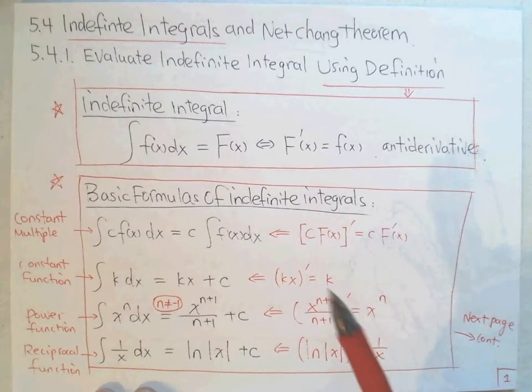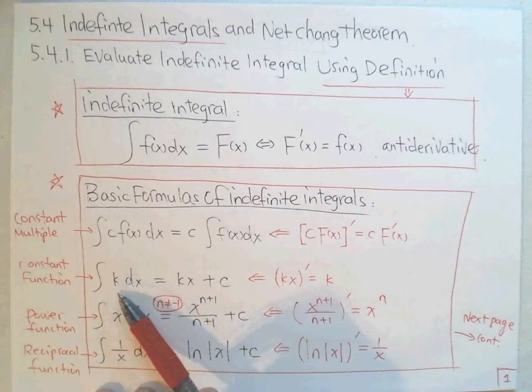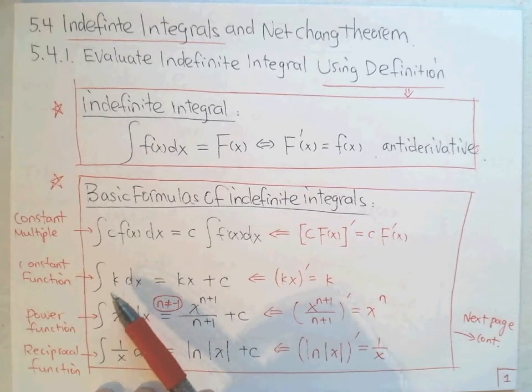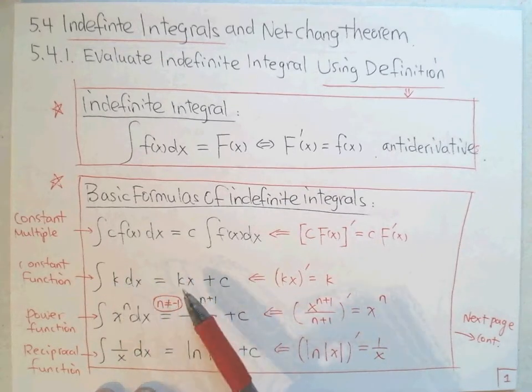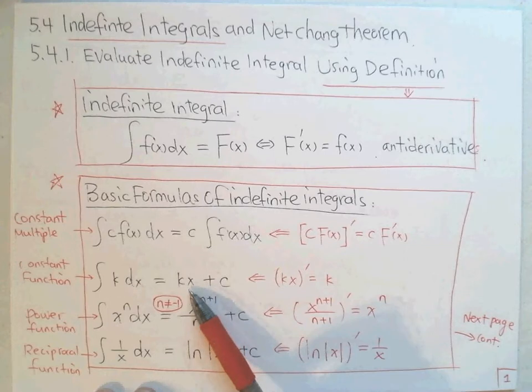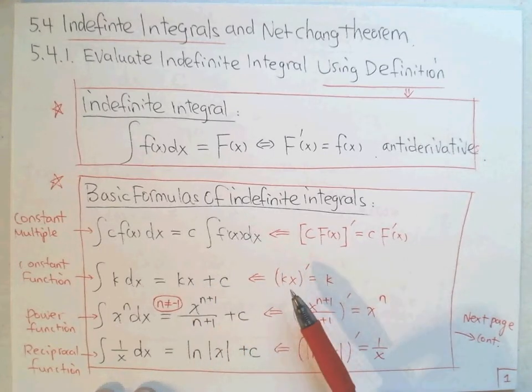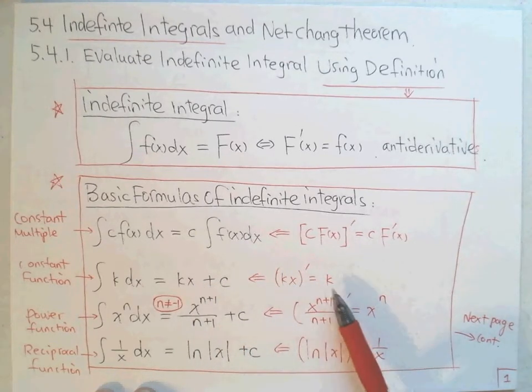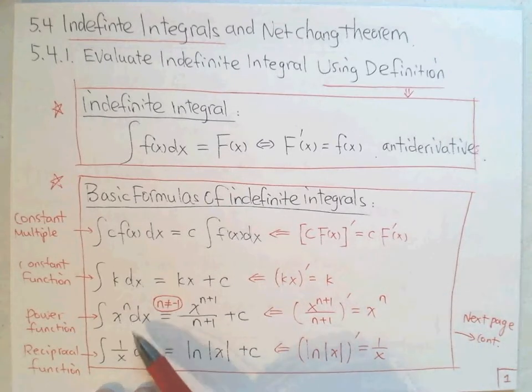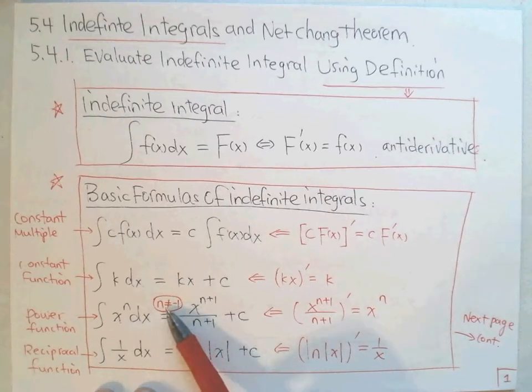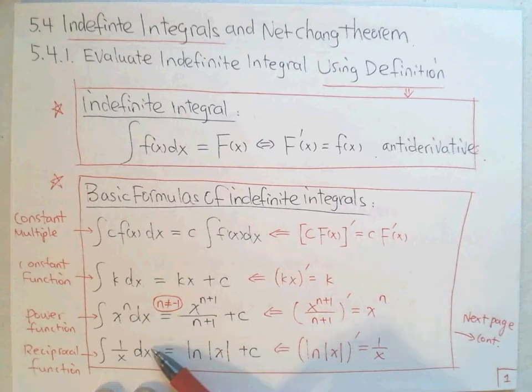Okay, so the second formula is k. k is a constant number. This means we're going to find the antiderivative for a constant function. The antiderivative of a constant function is a linear function. Why? Because we take a derivative of a linear function and it goes to a constant, right? So here the third one is a power function, of course. The power is not equal to -1. Okay, the next formula will show the power is -1.